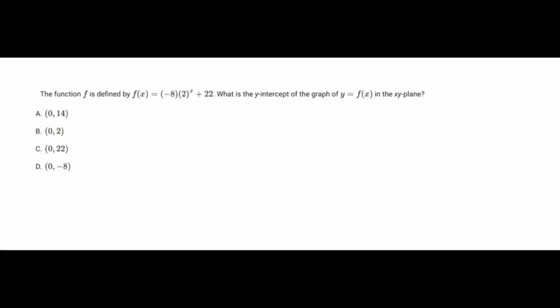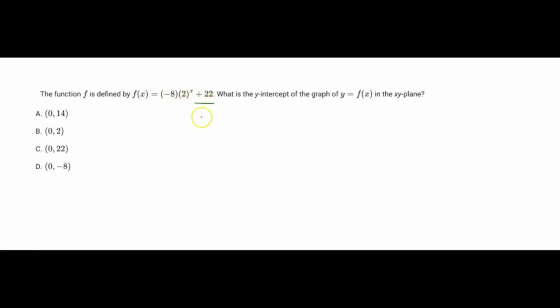The function f is defined as f of x equals negative 8 times 2 to the power of x plus 22. What is the x-intercept of the line y equals f of x in the xy plane? All right, so first off, the plus 22 is probably jumping out at you, but don't fall into this trap. There's always that answer choice that they want you to pick, but it's really just a trick answer. So instead of jumping to conclusions, everything else here is being multiplied and it's dependent on x.